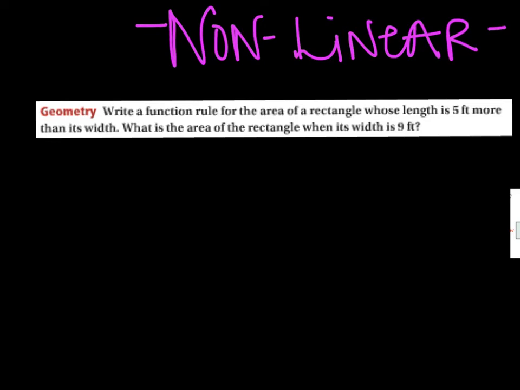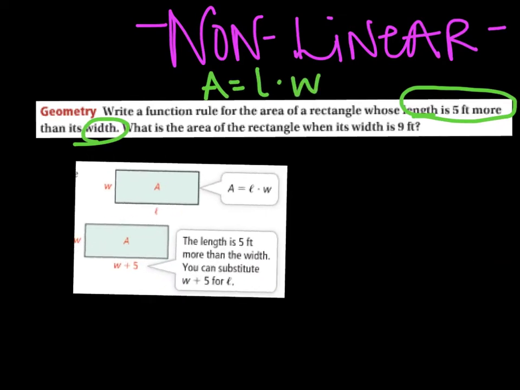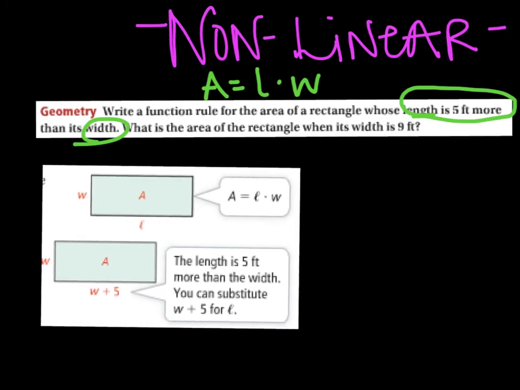So here's the important information. The length is 5 feet more than the width. And then we also know that the area is length times width. So, important figures to talk about. Here we have this first normal one. That's what you know, the area is length times width, and it looks like this.